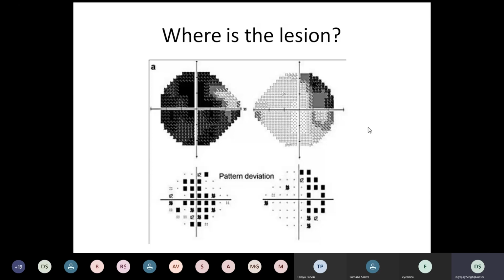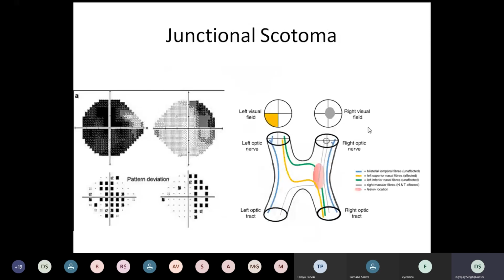This kind of doesn't seem to fall anywhere, but we know that this is pathognomonic of one place in the neuroanatomy pathway, and that one place is just ahead of the chiasma, called a junctional scotoma.